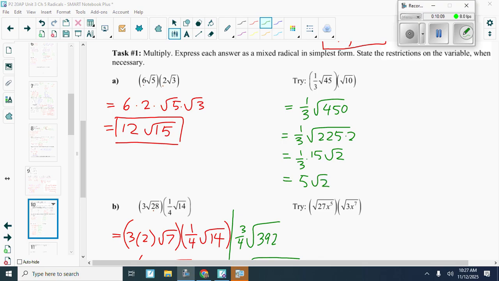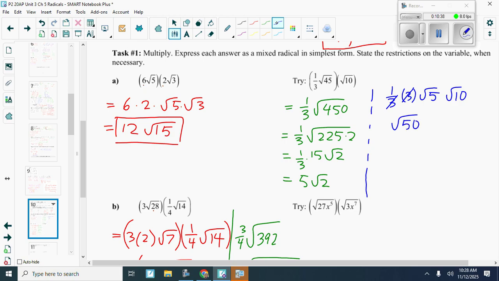When I solved it, I decided to simplify first. So here's your alternative. I took the 1/3, and I looked at the 45 and thought, well, that's 9 times 5. I'd rather take the square root of 9. So that would give me 3 root 5, times root 10. This 1/3 of 3 just gives me 1. So I ended up with root 50, and that I know is 25 times 2. So when I take the square root of 25, I end up with 5 root 2.